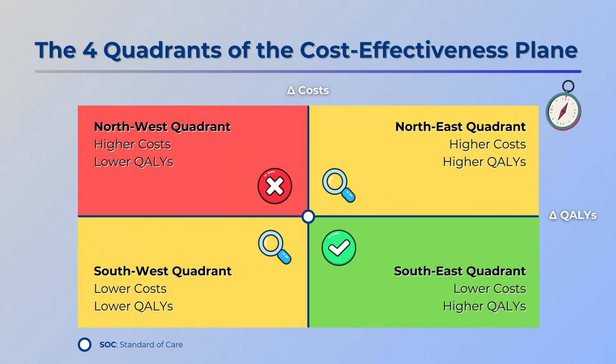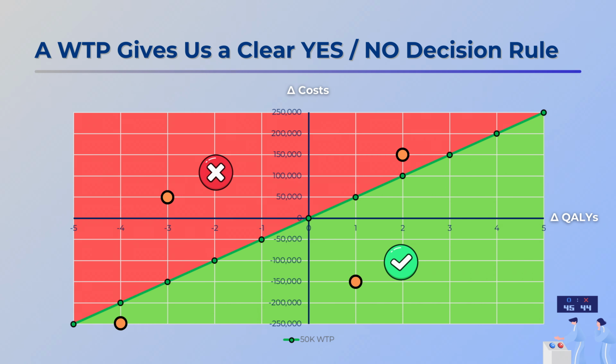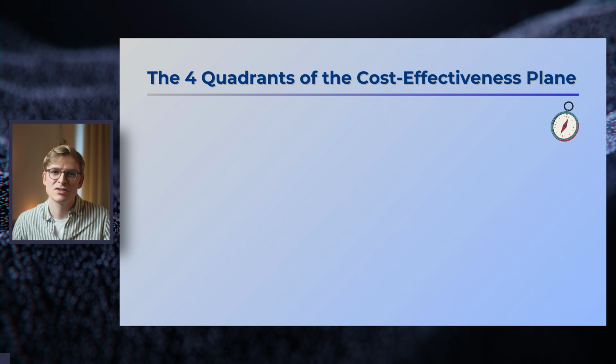The most frequently used visual to represent the results of cost-effectiveness analysis is the so-called cost-effectiveness plane. It's a simple tool that allows us to plot our cost-effectiveness frontier, visualize the willingness to pay thresholds, and distinguish between simple and extended dominance. That's why in today's video I'll break down these basics for you. Let's have a look at the cost-effectiveness plane.